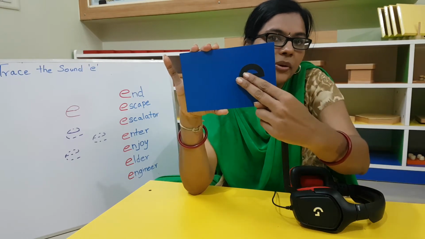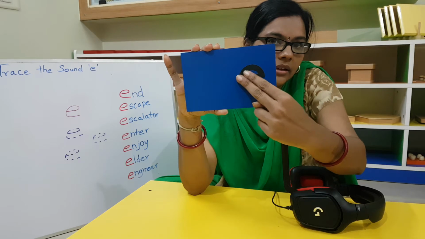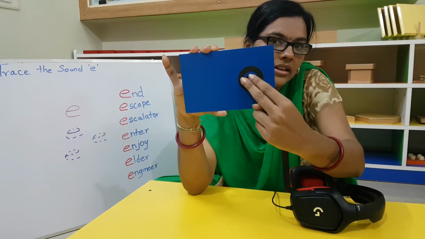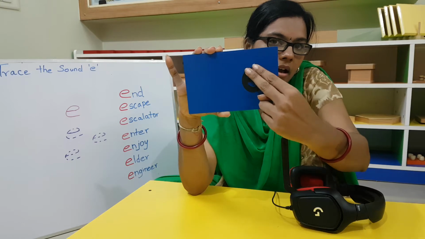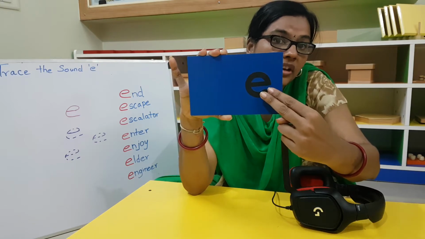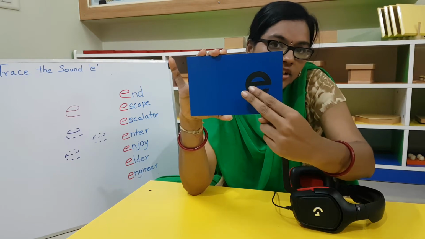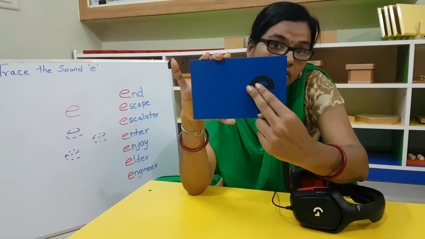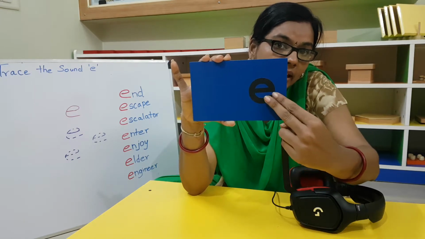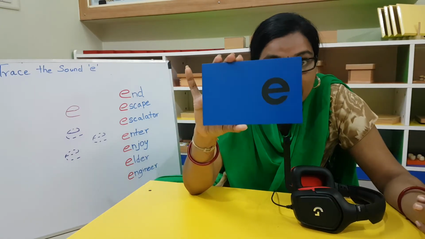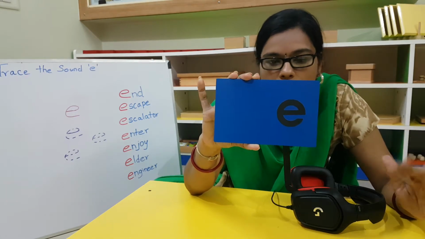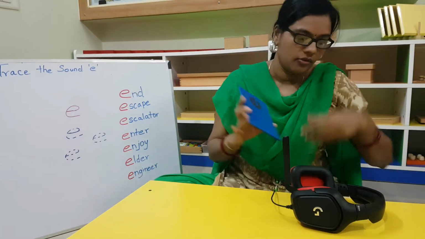Okay, so starting from here, draw a sleeping line and a curved line without taking your fingers away. Clear? Shall we do it once again? Draw a sleeping line and a curved line. A. Are you able to hear? Okay, this is A. Fine.